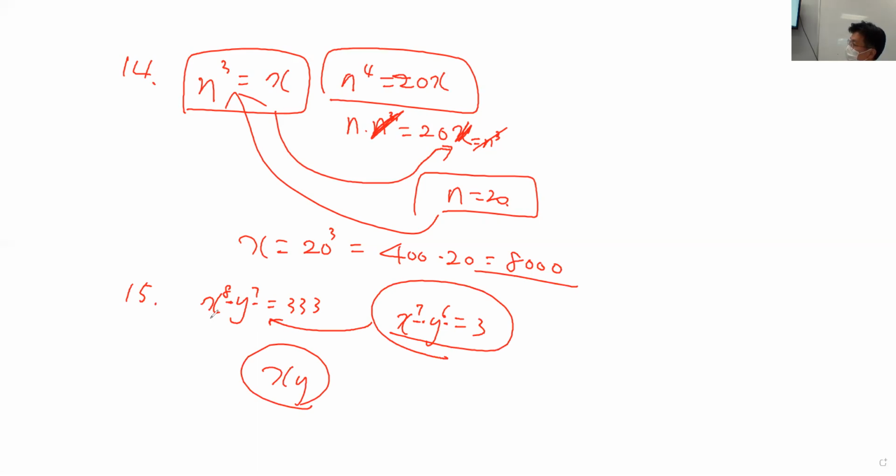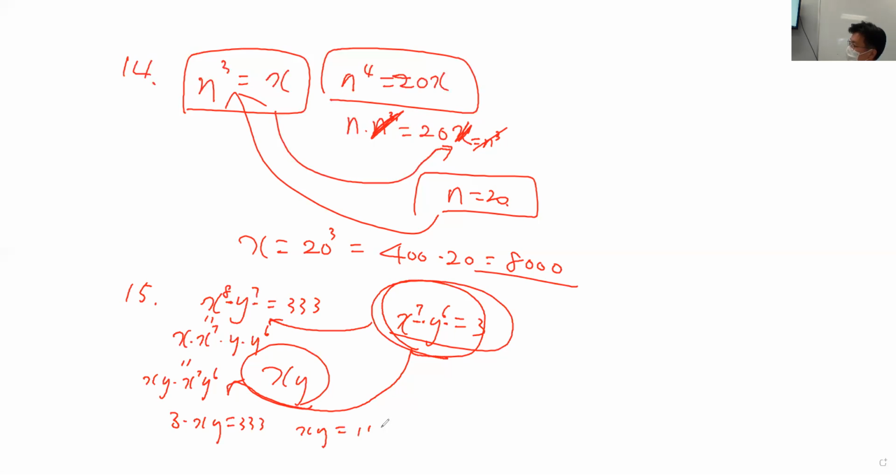So if you think about this one, this is x times x to the 7th, and then y times y to the 6th, right? Then we can group together as xy times x to the 7th y to the 6th. So x to the 7th y to the 6th is 3, so put 3 here. So 3 times xy equals 333. Xy has to be 111. Wait, that's the same thing. Can I just divide? Yes. Yeah, that's another simpler way to do it.